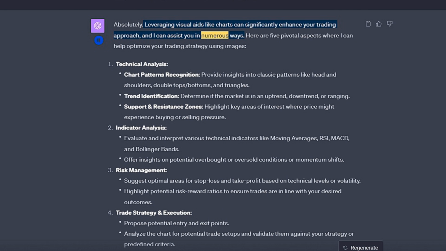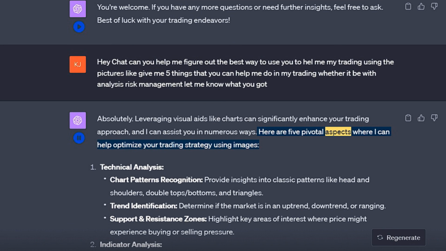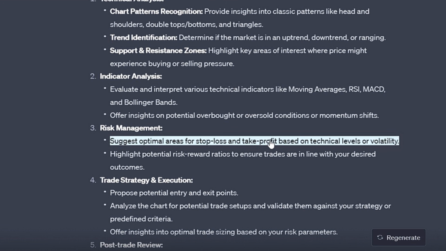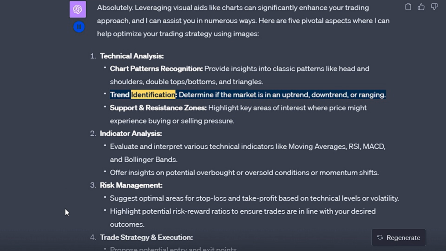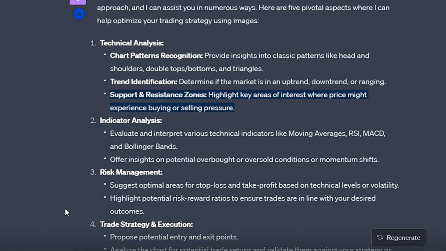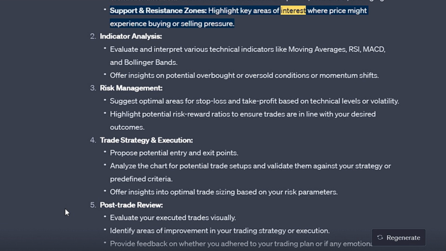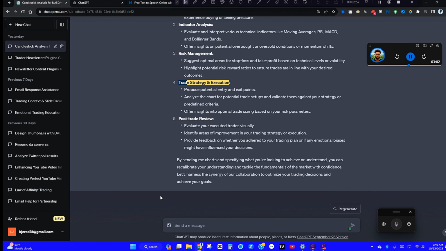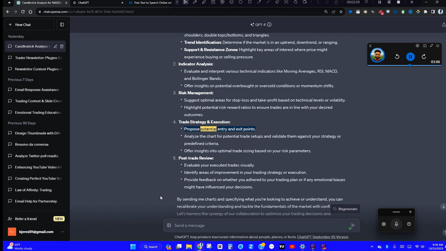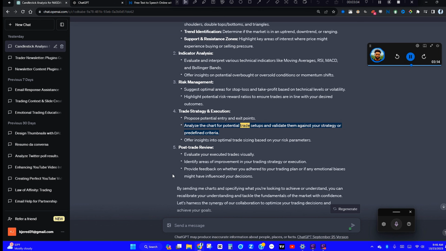I can assist you in numerous ways. Here are 5 pivotal aspects where I can help optimize your trading strategy. Technical analysis: chart pattern recognition, trend identification, determine if the market is in an uptrend, downtrend, or ranging. Support and resistance zones: highlight key areas of interest. Risk management: suggest optimal areas for stop loss and take profit. Trade strategy and execution: propose potential entry and exit points. Analyze the chart for potential trade setups.